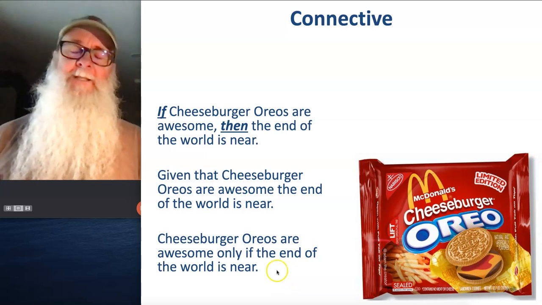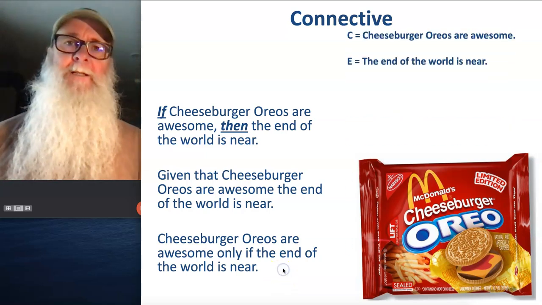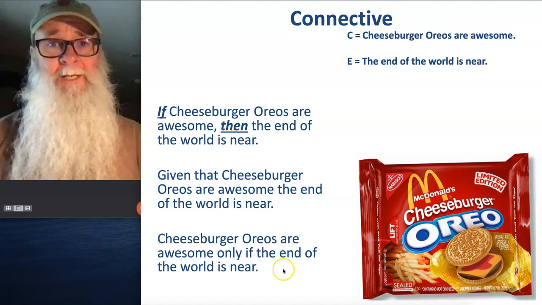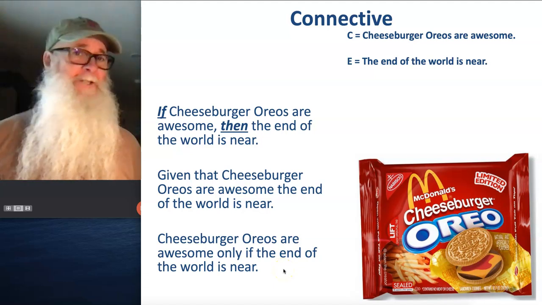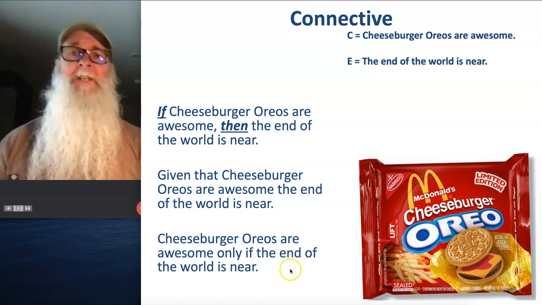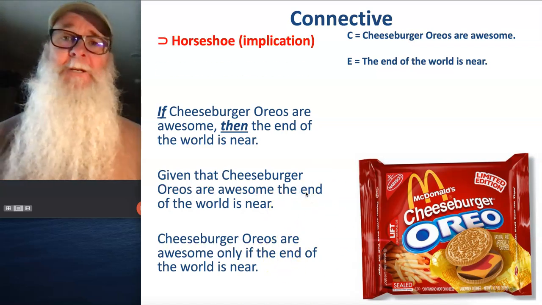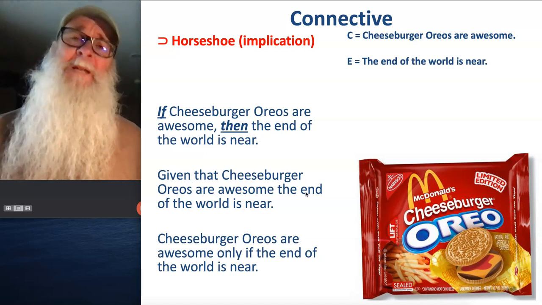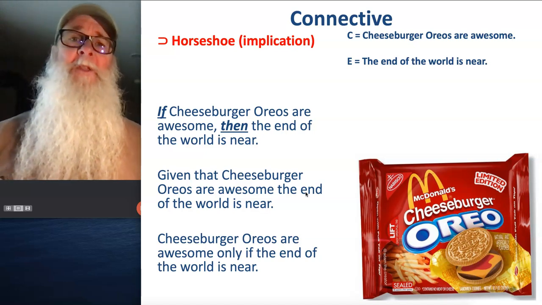Okay, now these three sentences are, again, compound sentences that are comprised of our two simple sentences, and they're expressing a relationship that's very different from the relationship of conjunction and disjunction. These sentences are expressing the relationship of implication, and we can represent that relationship with the horseshoe.